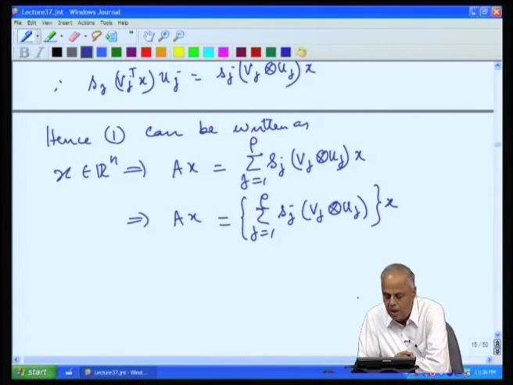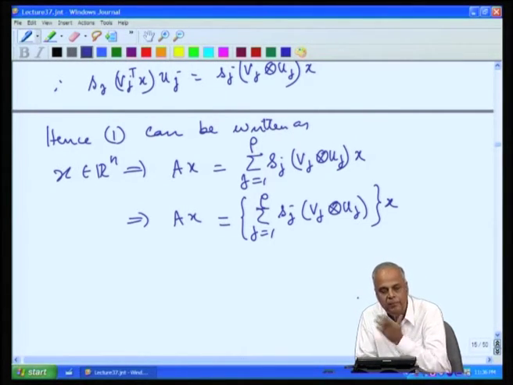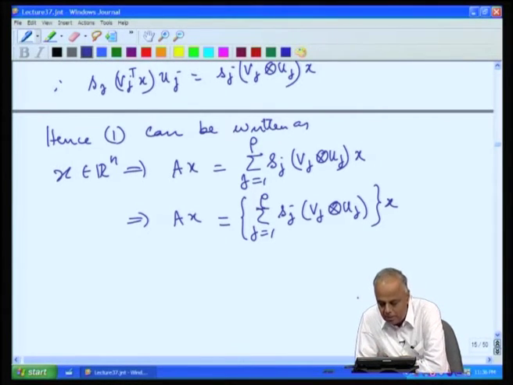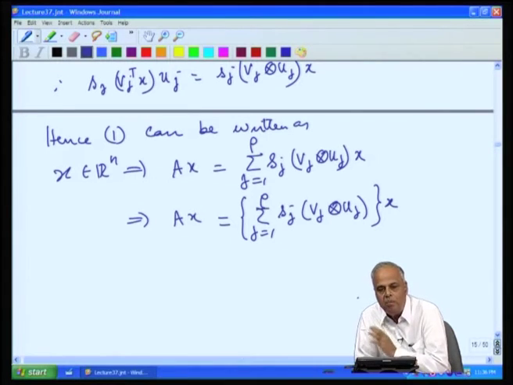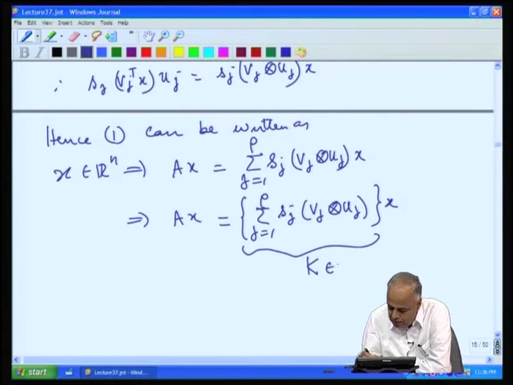Each term in the sum is an m by n matrix, because in the tensor product of Vj and uj, Vj is in Rn and uj is in Rm. By our definition, this is an m by n matrix. So we have a sum of m by n matrices. Let us call this m by n matrix K. This K belongs to R m by n.